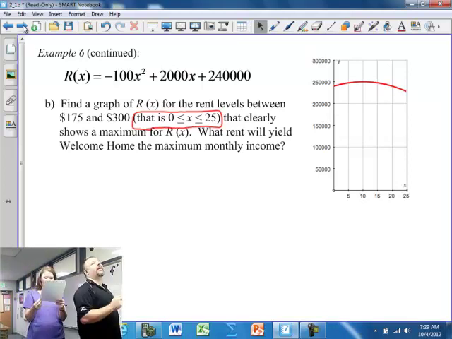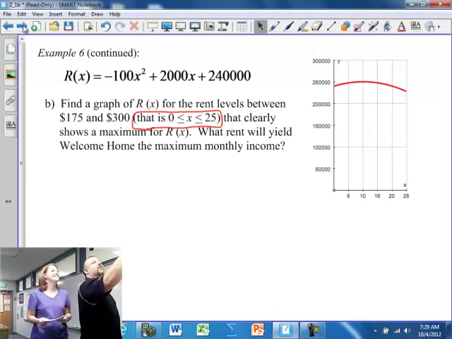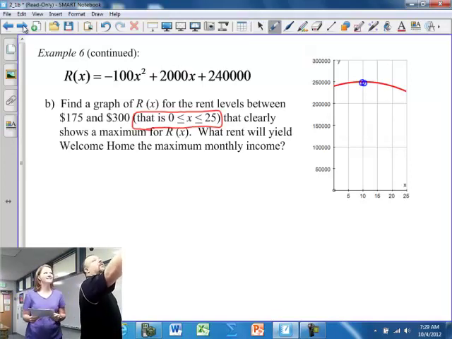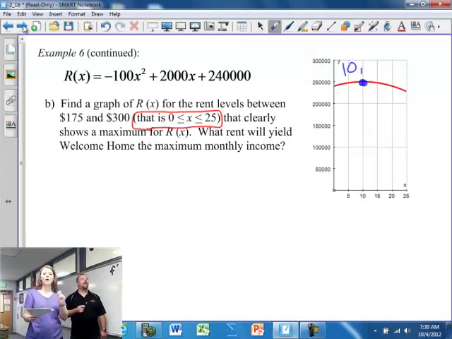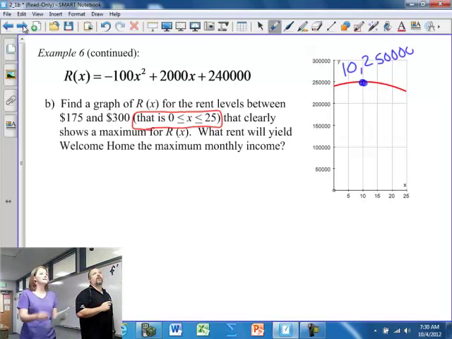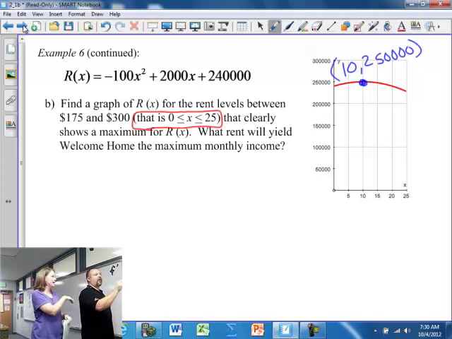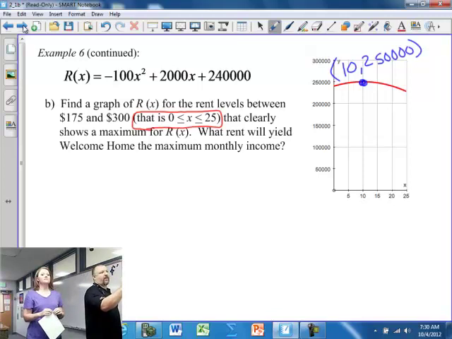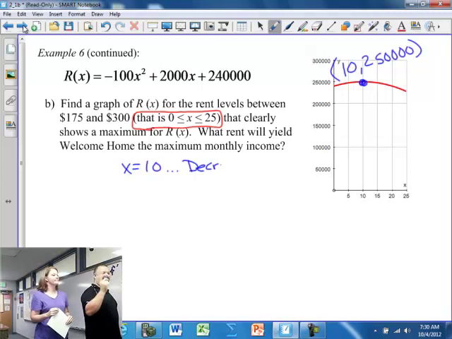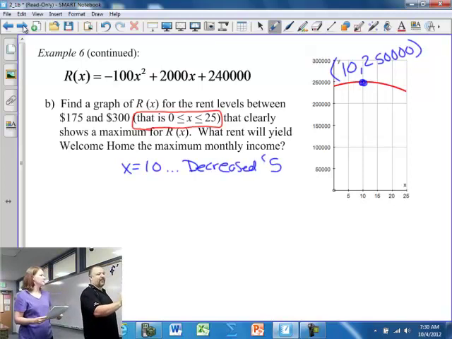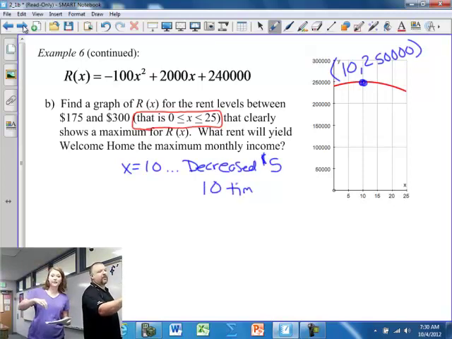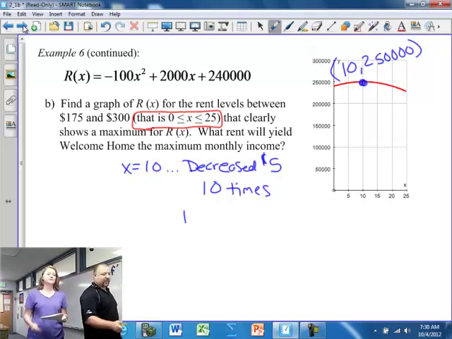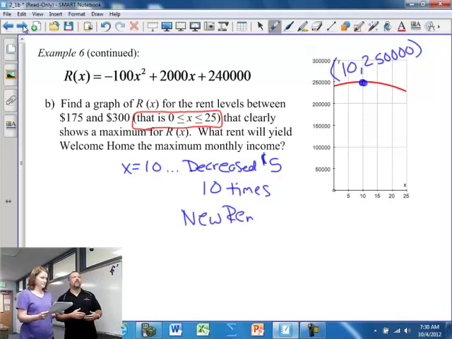It does. So what rental will yield the maximum? You go 10, calculate max, and 250,000. So the question was, what rent? So how much does the apartment cost? Well, X is 10, but X is not money. X is how many decreases, so we decreased 10 times, $5 a piece. 10 times that would be $50. So our new rent is $250, because it was 300 and we knocked off 50 bucks.